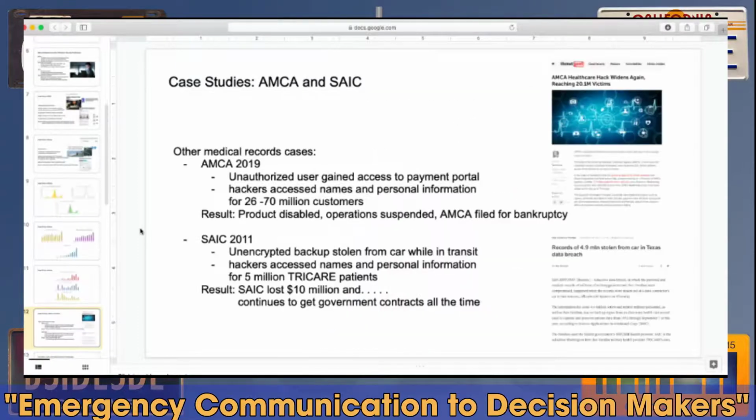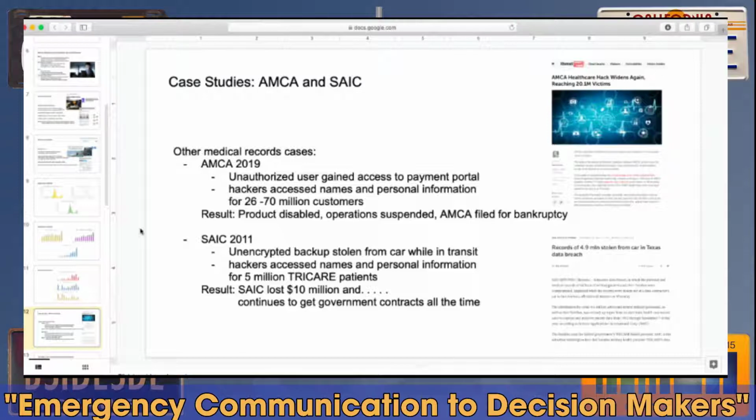A couple other case studies that are related to this that came up a lot in decision-making about paying more attention to InfoSec are AMCA, the American Medical Collection Agency, which as a third-party payment portal allowed an unauthorized user to gain access to Quest Diagnostics records and several other companies that used it as a third party. Same deal. Hackers accessed names and personal information for up to 70 million customers, at least 26 million confirmed so far.